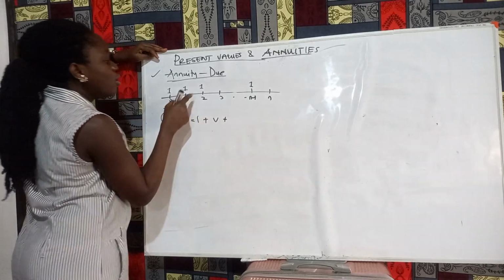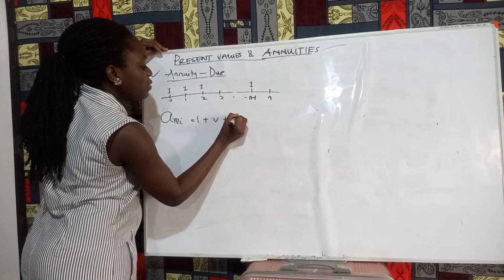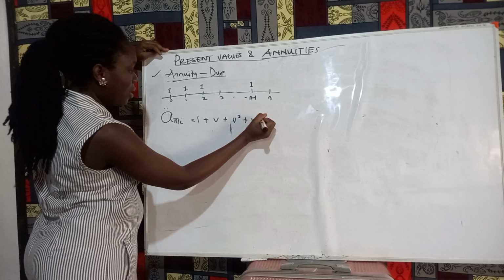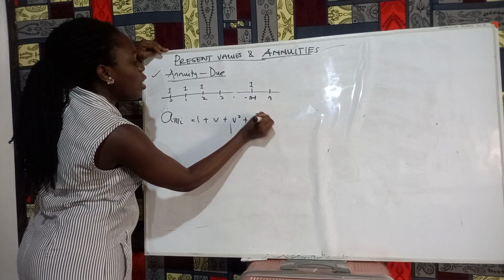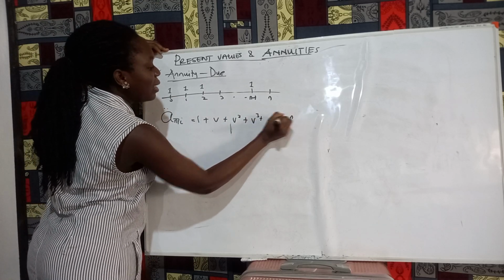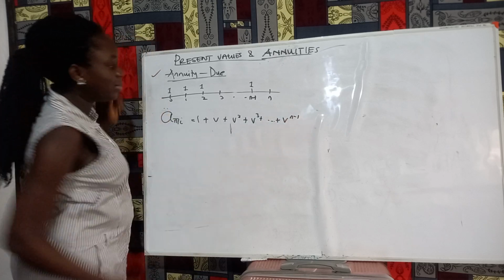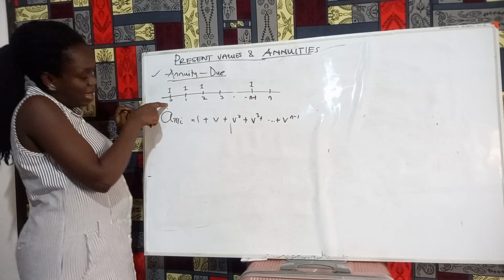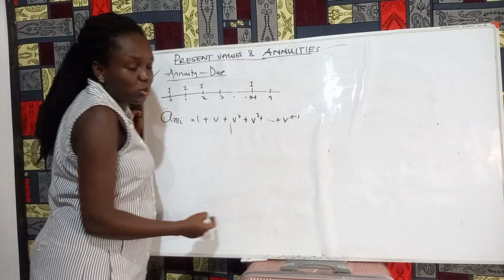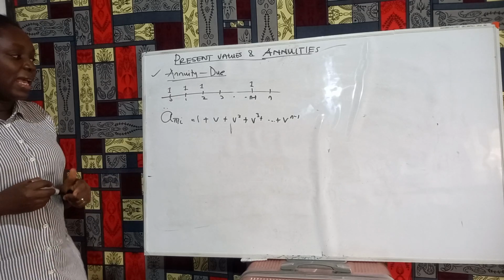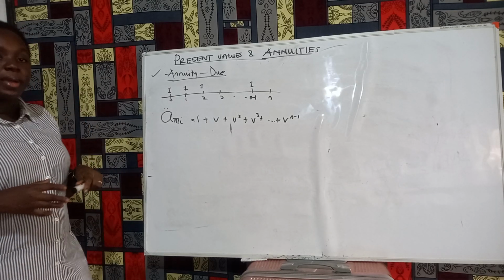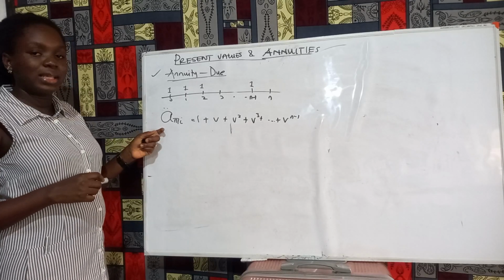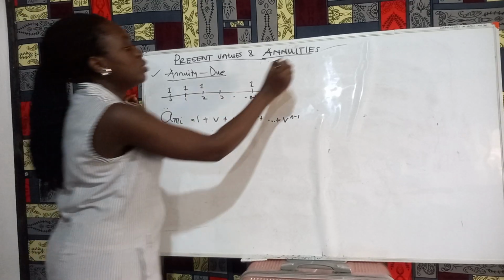The present value of 1 at time 2 is 1 times v squared. At time 3 it is v to the power 3. All the way to v to the power n minus 1, which is the last payment. So to find the present value of this one at time n minus 1 here is v to the power n minus 1. So you can once again use the summation of a geometric series to find your present value of annuity due.